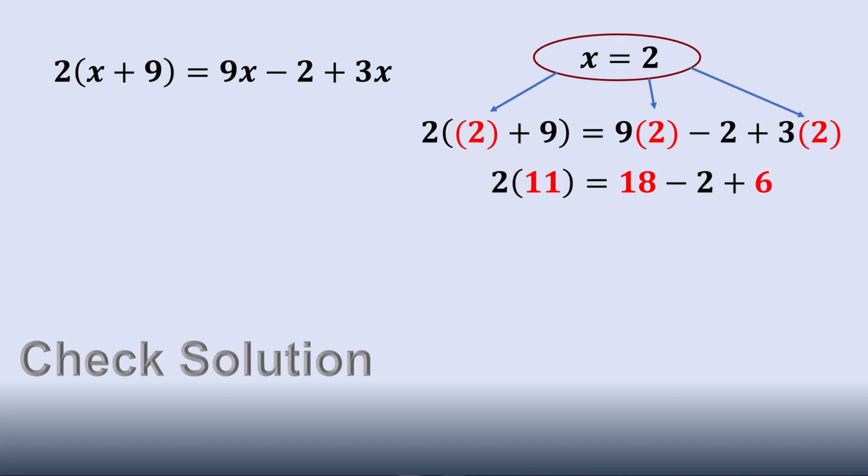2 plus 9 reduces to 11. 9 times 2 is 18. 3 times 2 is 6. 2 times 11 is 22. 18 minus 2 is 16. And then finally 16 plus 6 is 22, which matches the other side, and the solution checks out.